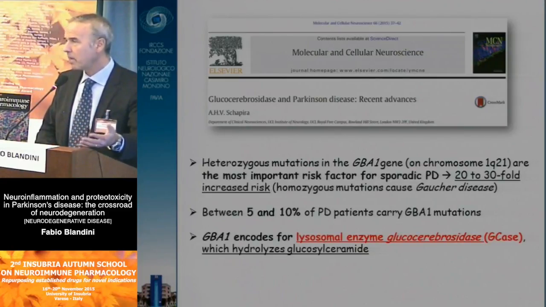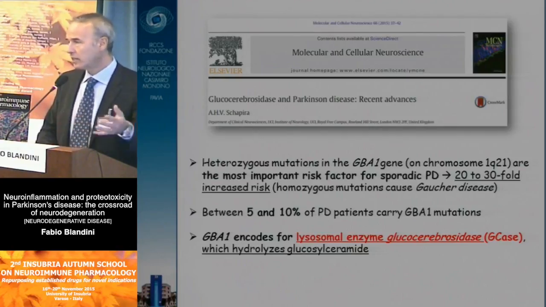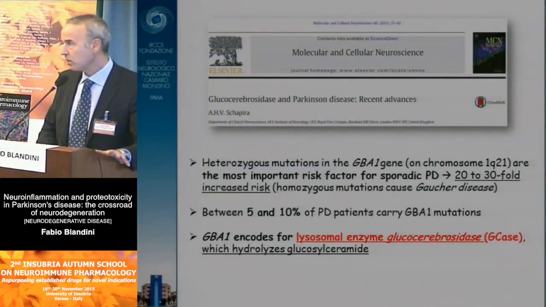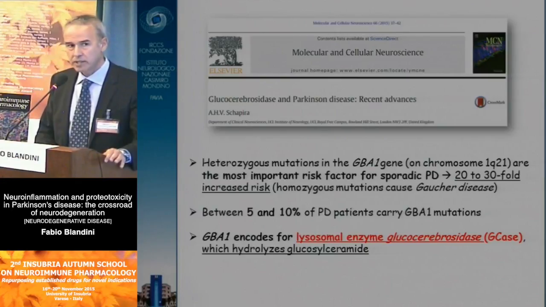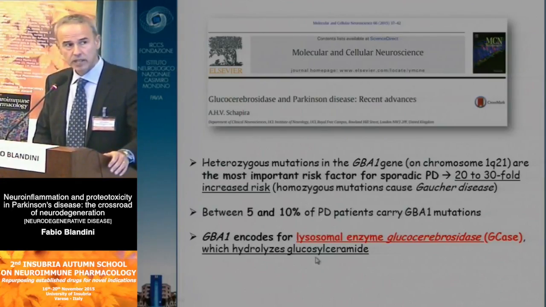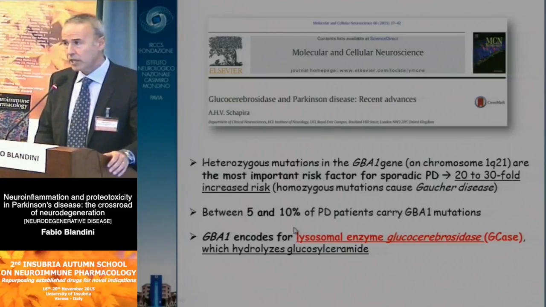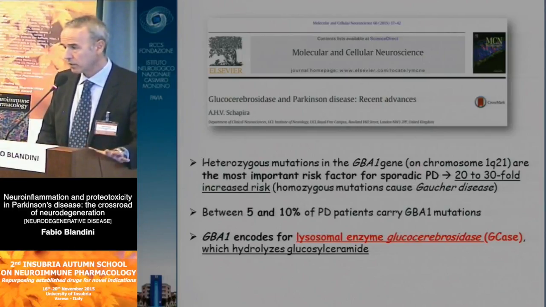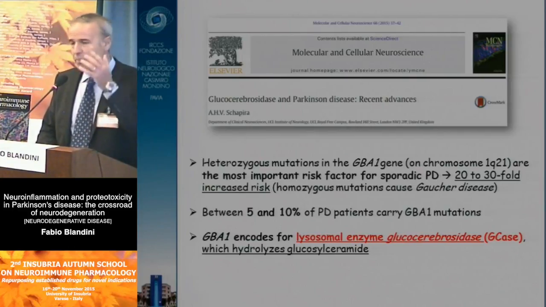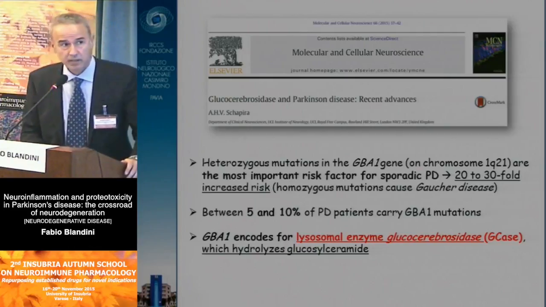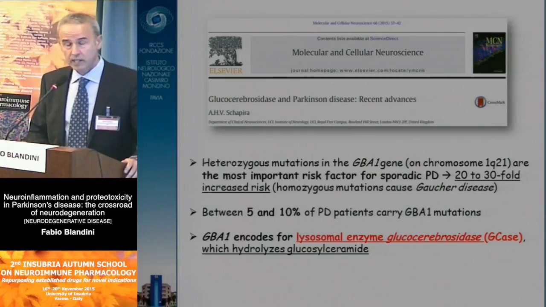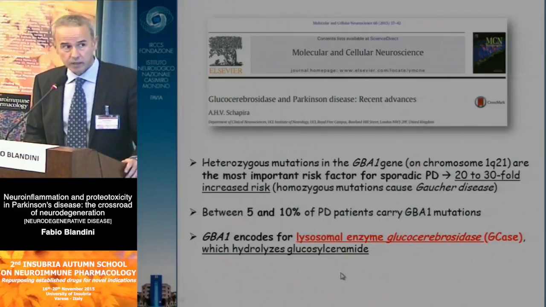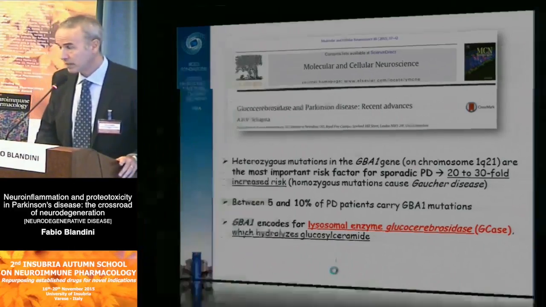The first cohort to be studied was an English cohort, and we are lucky enough to be collaborating with this group. They still have the biggest cohort in the world of GBA mutants. So they found this percentage of mutants in the population, but this percentage has been confirmed, for example, in another study published last year in Italy by the group of Stefano Goldwurm of the Pezzoli group, and they basically confirmed the same level of prevalence of this mutation in sporadic Parkinsonian patients. So GBA1 encodes for GCase, glucocerebrosidase, which hydrolyzes glucosylceramide, a sphingolipid.